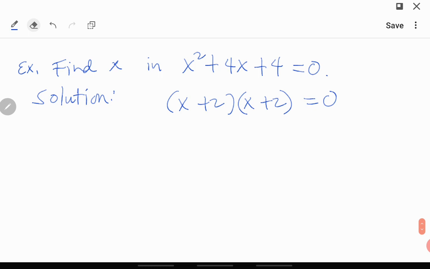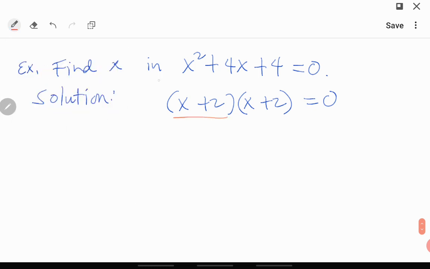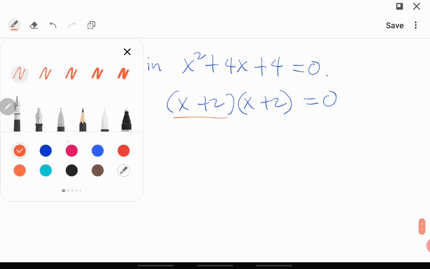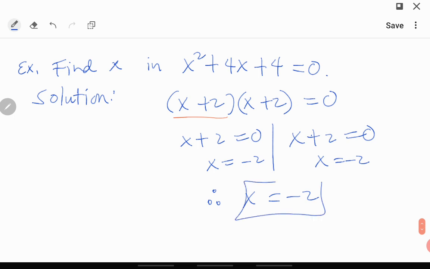Ngayon, using our method, every factor equals the number on the right side. So, this factor equals 0. Other factor equals 0. Dito, ang value ng x natin, negative 2. Doon sa kabila, negative 2 rin. Okay? So, isa lang ang value, negative 2. Isa lang ang sagot dito kasi parehong negative 2. Okay? So, our x is equal to negative 2.